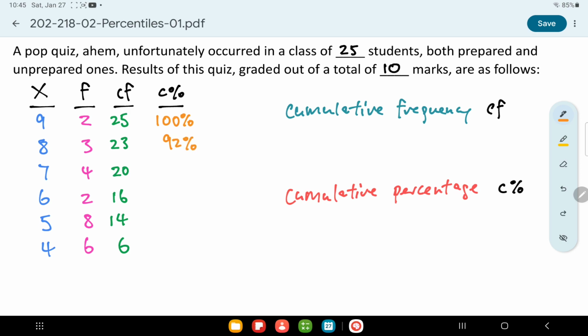Next, the percentage of students obtaining a score of 7 or below. What is it? It's 20 out of the 25. That is 80%. Do you see? 80%. 16 out of 25, 64%. 14 out of 25 gives us 56%. And 6 out of the 25 students gives us 24%.